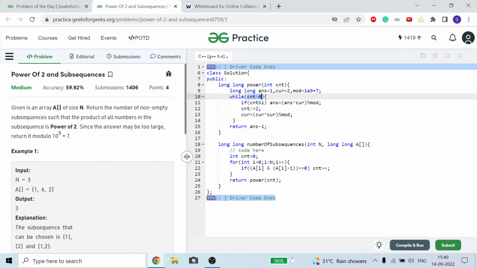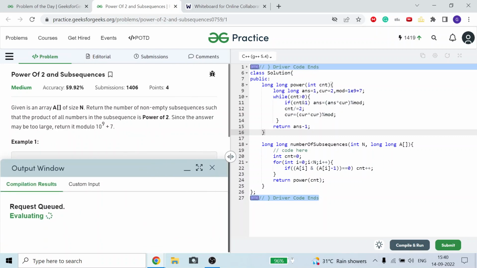So if my count's lowest bit is set, then I will multiply answer with current, and make my count half. This is the binary exponentiation method: multiply current with itself, then I will return answer minus 1. The answer is total 2 raised to the power n, and minus 1 for the empty subsequence. If you are not familiar with this, or you did not get it, then go to CP algorithms. Okay guys, you will easily get it.